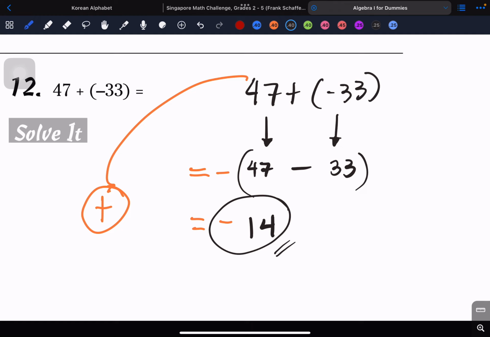Ay, positive pala. Sorry. Positive to. Dapat positive ang sagot. Positive dapat to. So, you can write our final answer as 14.